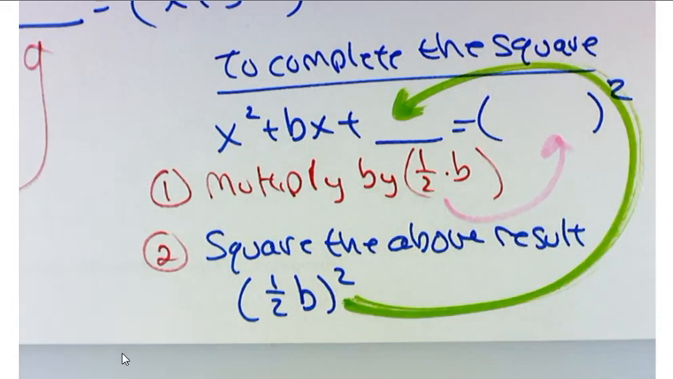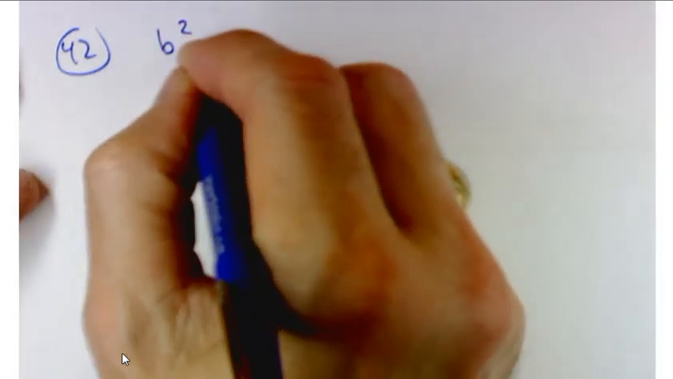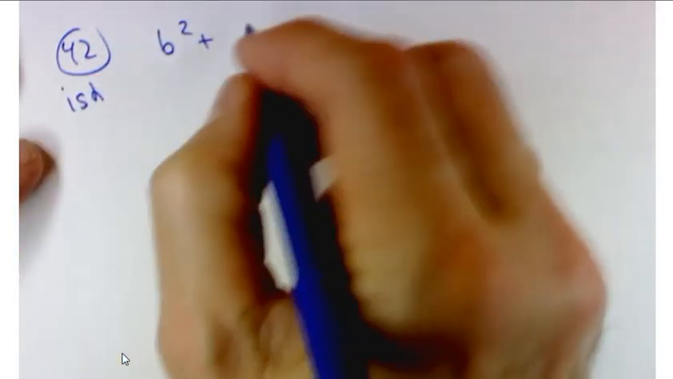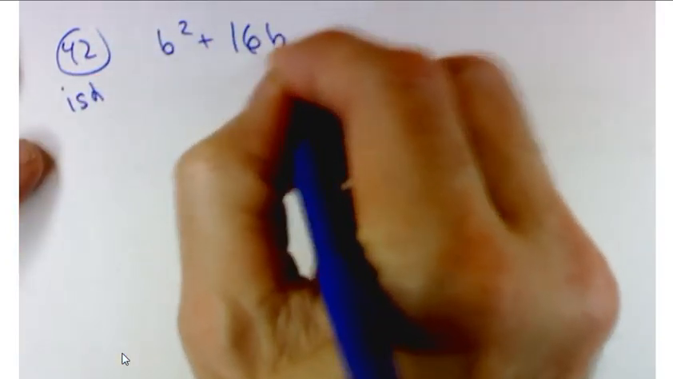So let's take a look at a couple examples like this. We'll start with problem number 42. So problem 42 is b squared plus, no, is it 16b? That's 11b, isn't it? No, I'm going to change it. This is going to be problem 42-ish. B squared plus 16b.